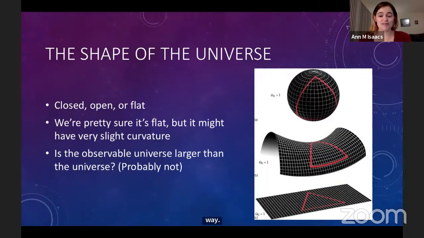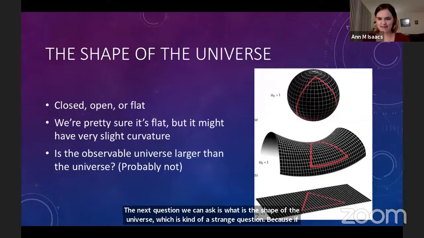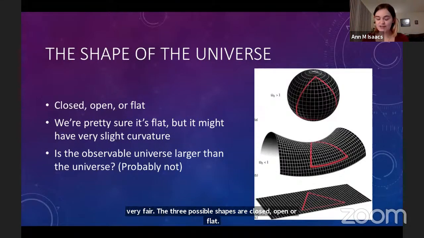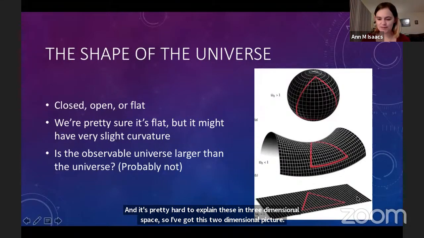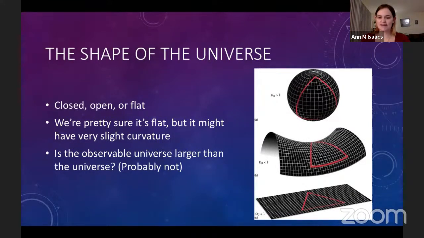And it's pretty hard to explain these in three-dimensional space. So I've got this two-dimensional picture. It's very confusing to think of, but we're gonna just kind of go for it. So first is the closed universe. This is where the universe sort of wraps back in on itself. It doesn't go on forever, maybe. It's closed. With this triangle here, the triangle would end up having larger angles than normal. And it's sort of a four-dimensional equivalent of a sphere. So we're going to roll with that for now.